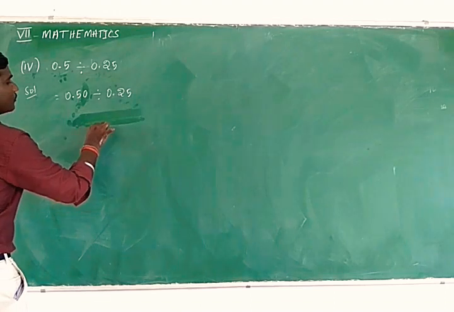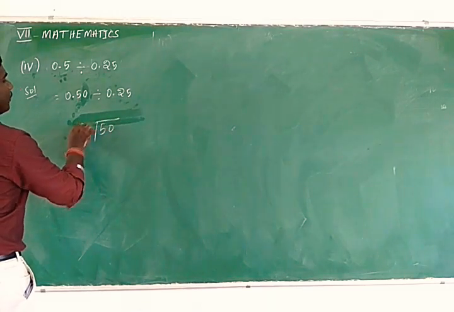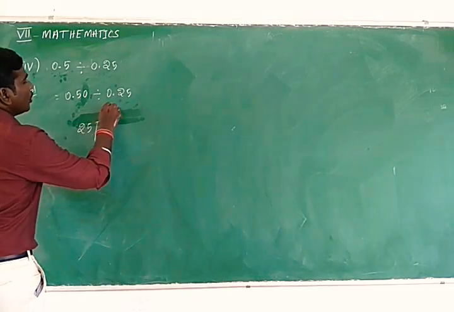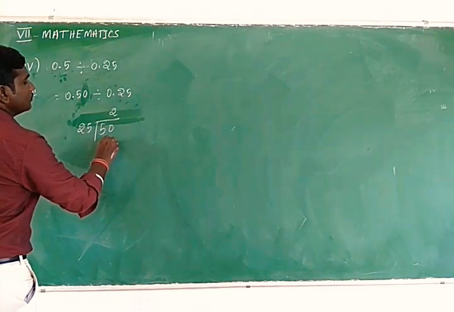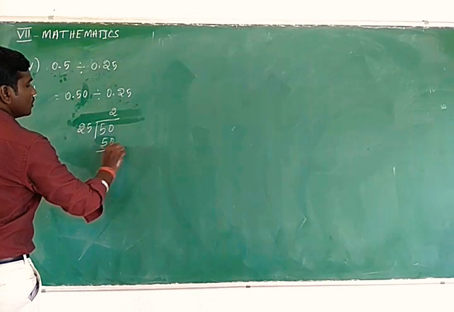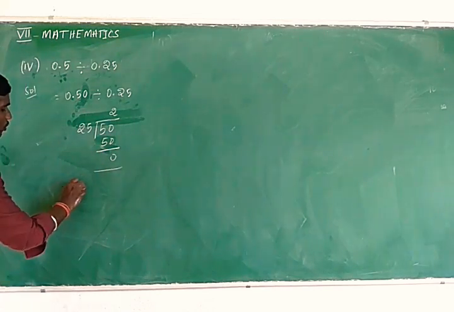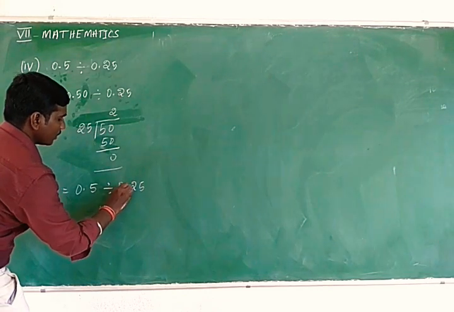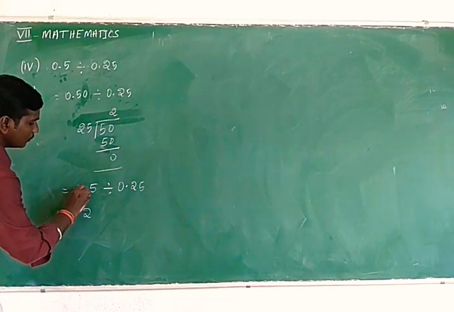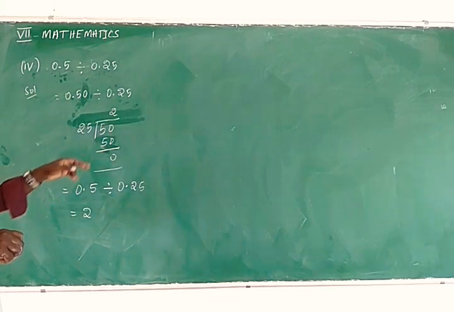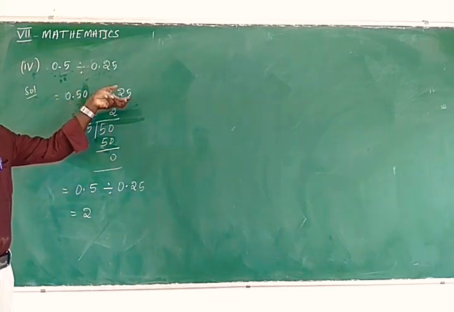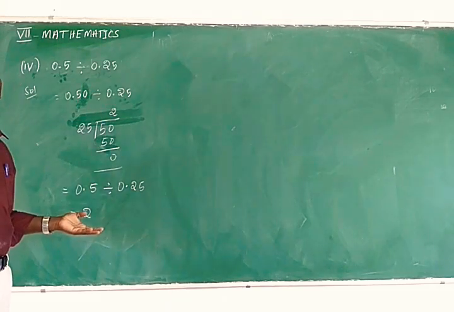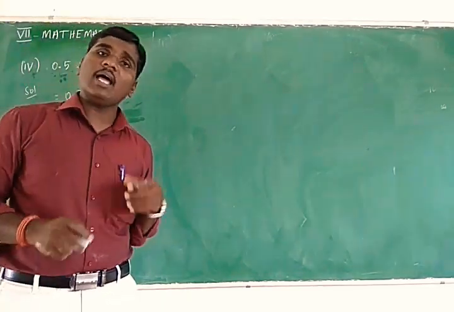Okay, so divide 50 by 25. How many 25s are in 50? 2. 2 25s are 50. So the answer: 0.5 divided by 0.25 is equal to 2. Because here 2 decimals are there, here 2 decimals are there, 2 minus 2 is 0. So no need to place the decimal.